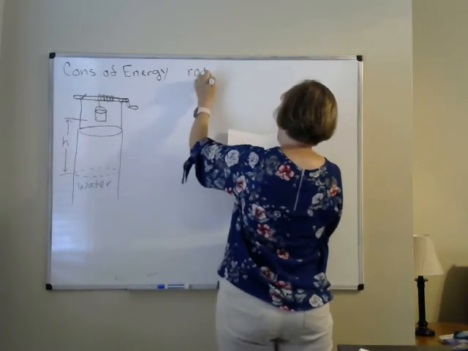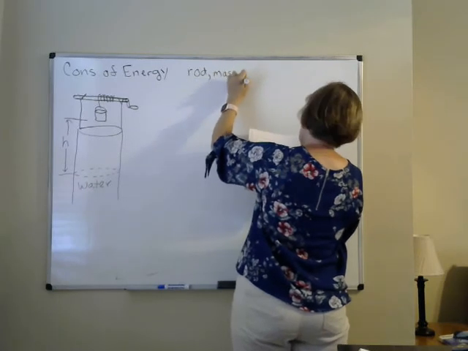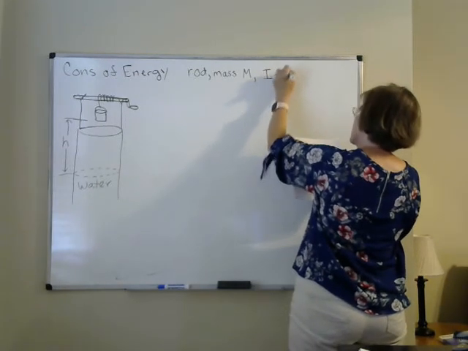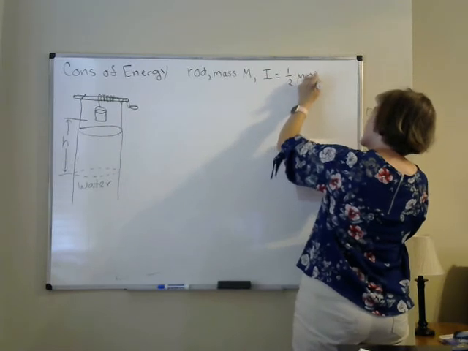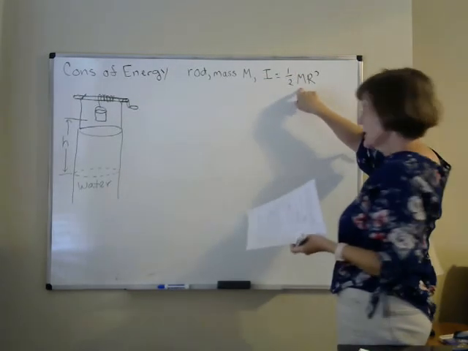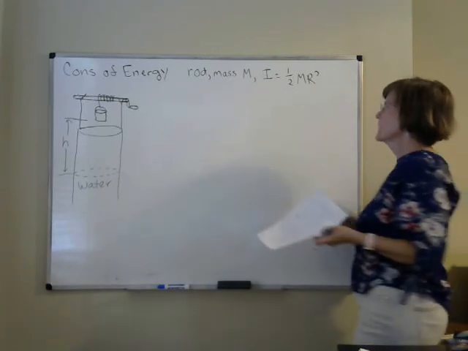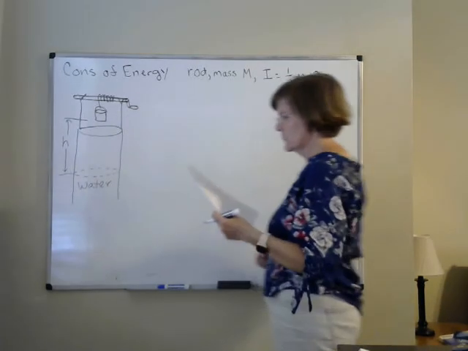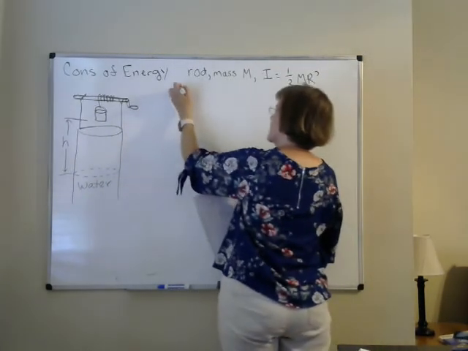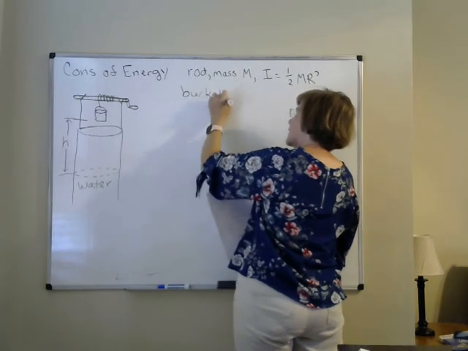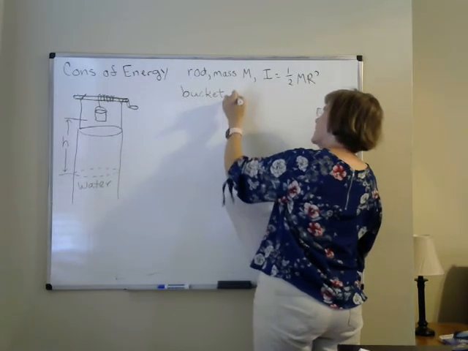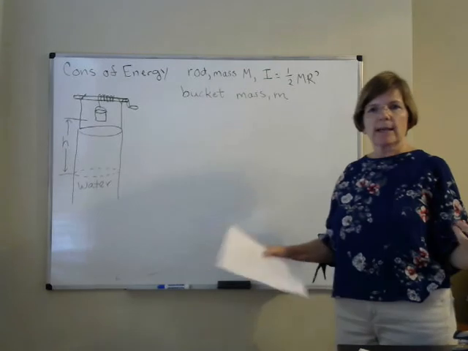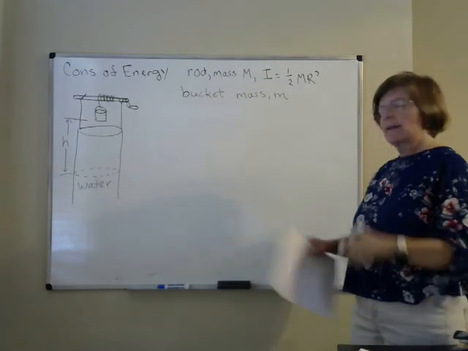It has a mass M. It has a moment of inertia that is 1/2 mr squared, because, of course, it's a solid cylindrical rod, so that would be the formula for its moment of inertia. Its radius would be whatever the radius of this little cylindrical end is. I also have a bucket. It has a mass m. The entire system is at rest, and then the handle falls off.